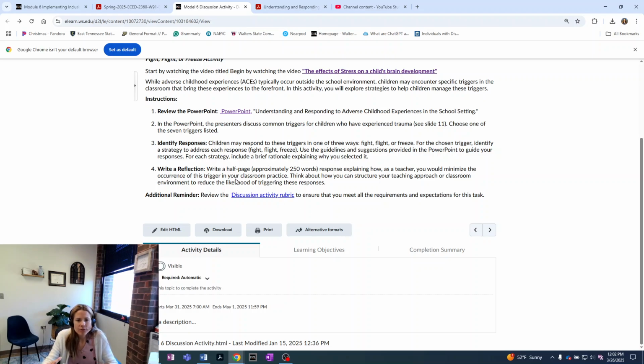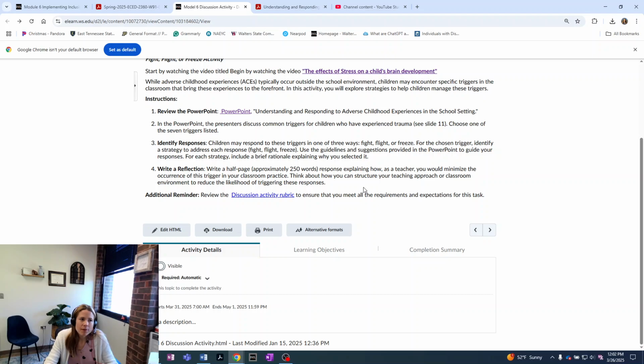And then lastly, you're going to write that reflection piece. So anything that you do, it's important for you to reflect upon, right? So you need to have at least 250 words. So this would briefly be about half of a page. And you're going to explain how, as a teacher, you would minimize the occurrence of that specific trigger, the one you chose, in your classroom practice.